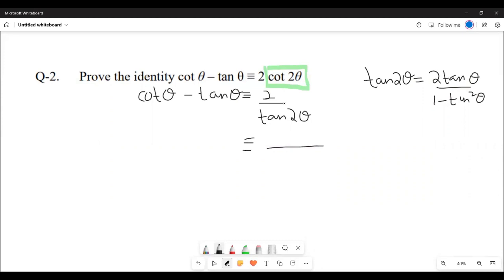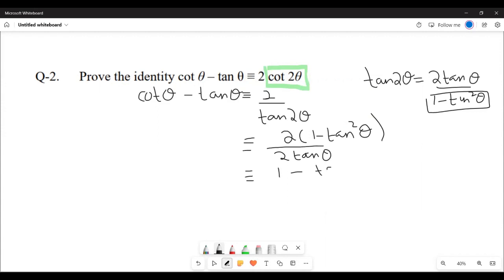So since we're writing that in the denominator, we'll write 2 here. And the denominator is 2 tan theta. And this goes in the numerator. So I'm writing 1 minus tan square theta in the denominator. So that means you have to prove that the left-hand side should be equals to 1 minus tan square theta upon tan theta. That is what you have to prove. Okay. Now can we do that?